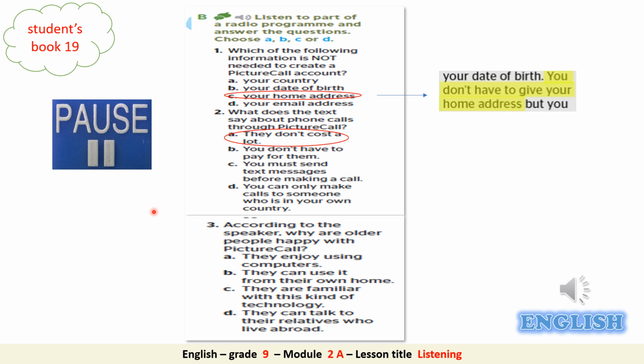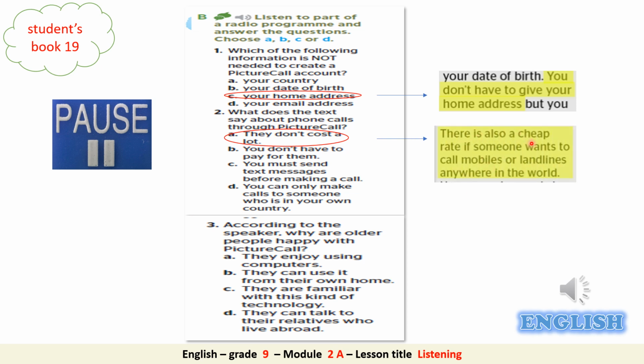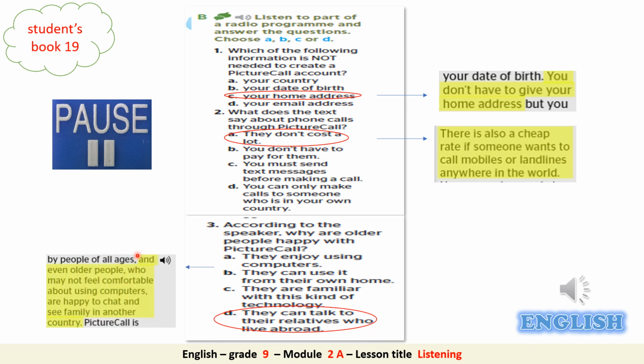Very good. It's A. They don't cost a lot. Can you still remember the sentence which refers to that? Very good. It's the one that says there is also a cheap rate if someone wants to call mobiles or landlines anywhere in the world. Now what about number 3? Very good. It's the number D. Why? Because the speaker said that, and even older people who may not feel comfortable about using computers are happy to chat and see families in other countries. Well done, students.